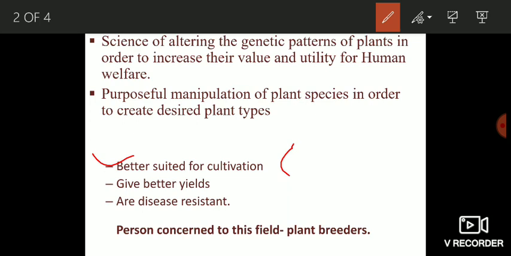For example, you have created a variety of maize or a variety of rice which is better adapted to live in dry conditions. That means you are practicing the science of plant breeding. And these varieties give us better yields. That means they are high yielding and are resistant to diseases or other pests. The person who is linked to this field is known as a plant breeder.